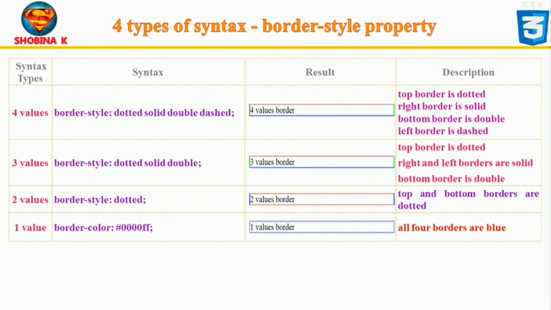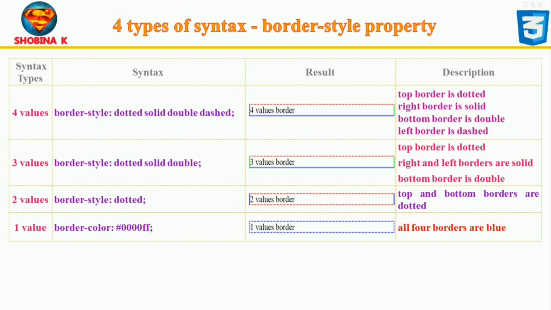This property can have from 1 to 4 values. If the property has 4 values like dotted, solid, double and dashed, the top border is dotted, the right border is solid, the bottom border is double and left border is dashed. If the property has 3 values like dotted, solid and double, the top border is dotted, the right and left border are solid and the bottom border is double.